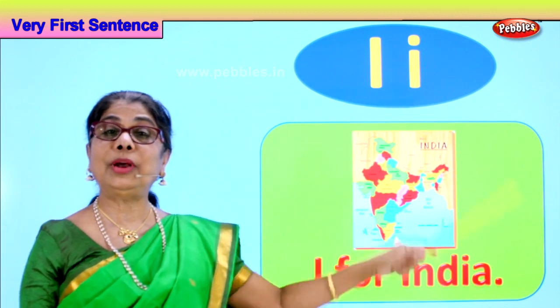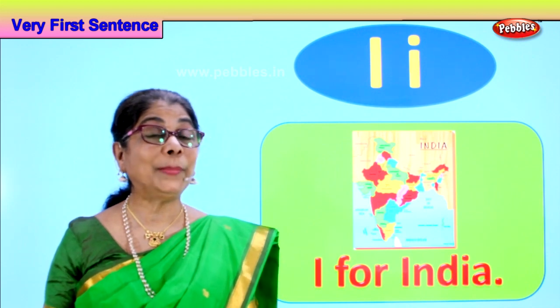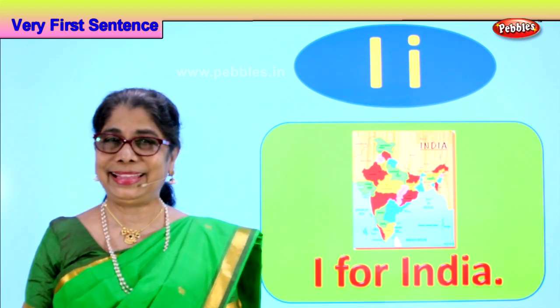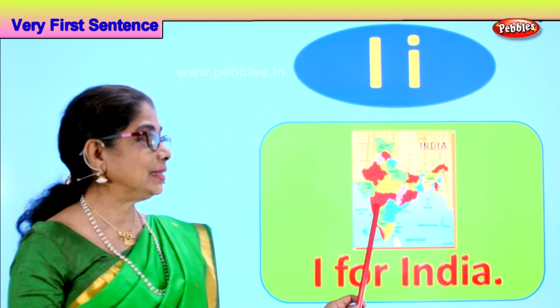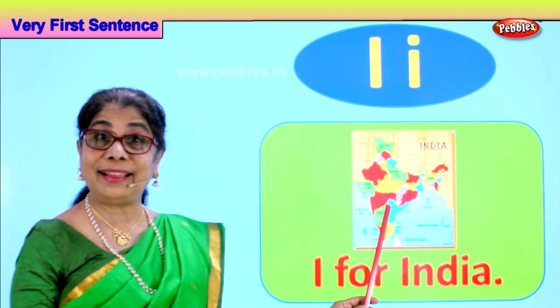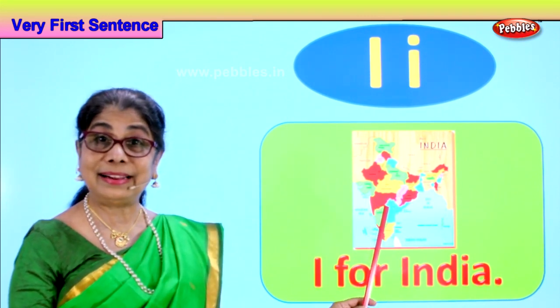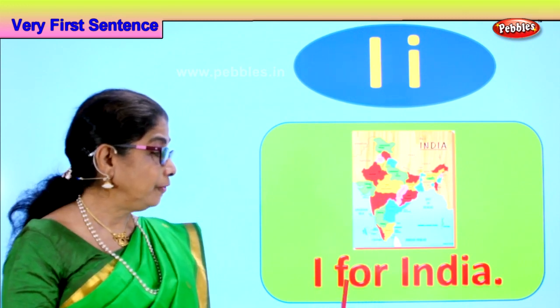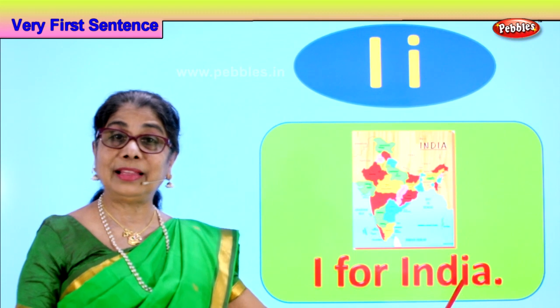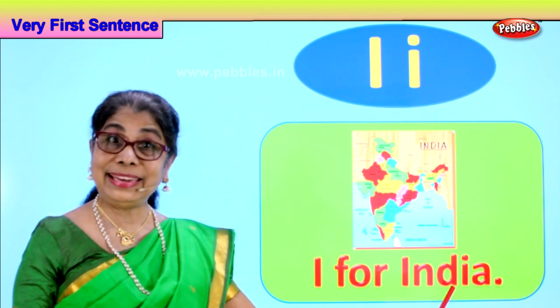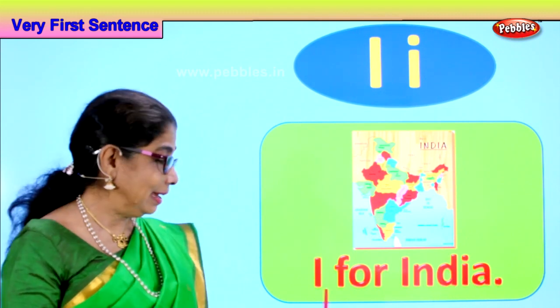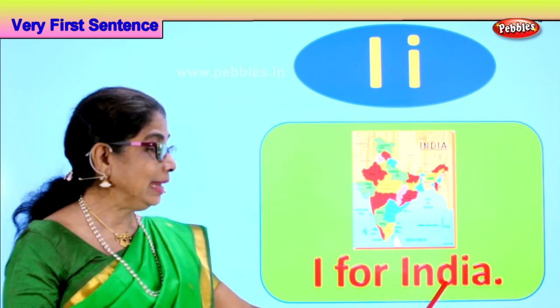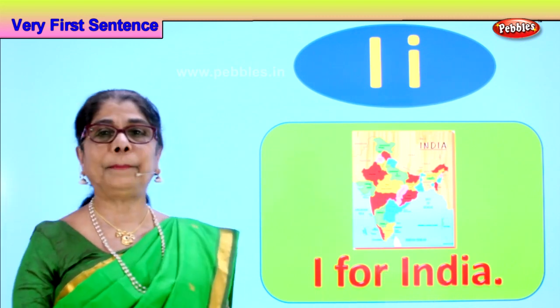Big and small letter I. Sound is E. How do you remember? Inky. Inky the mouse. What picture is this? Picture of India. India. A beautiful mother India. I for India. Where do you live? You live in India. Your land. I for India. Where do you find this picture?